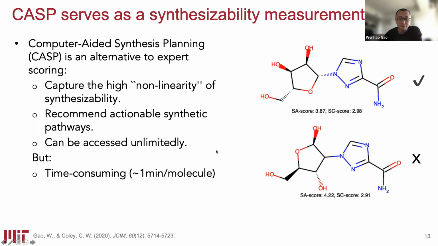And unlike human chemists, ASKCOS can be accessed unlimitedly. But it is time consuming. Retrosynthetic analysis for one molecule typically takes about 1 minute. That's already faster than the earlier ASKCOS, but that's pretty expensive as an oracle or a filter in molecular design.